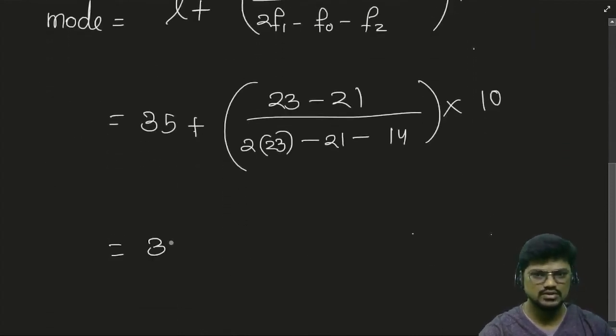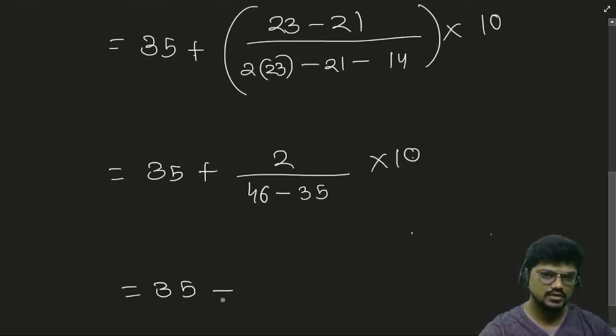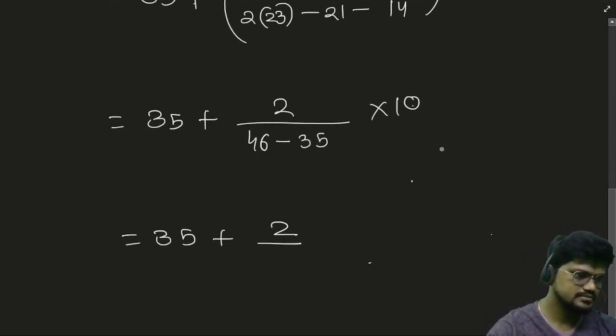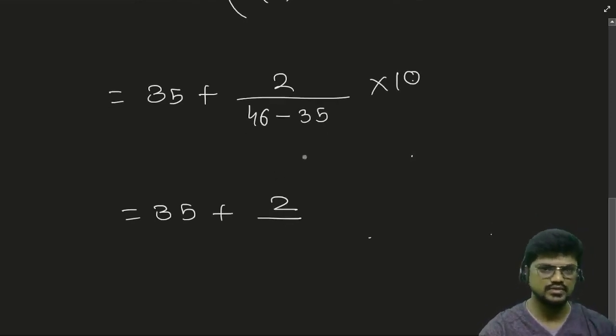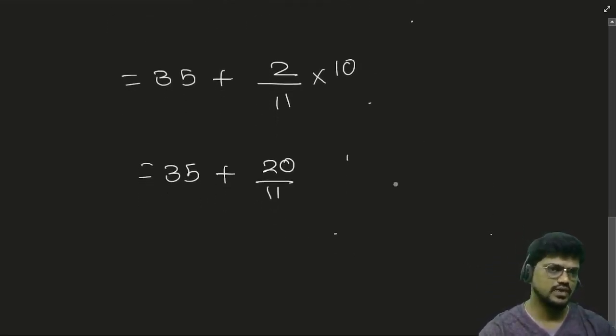Fine. So what we can do? 35 plus 23 minus 21, that is 2, upon 46 minus 21 minus 14, which is minus 35, into 10. So this will be 35 plus 2 upon 46 minus 35, that is 11, into 10. So it is 35 plus 20 upon 11. We'll find the decimal number: 20 upon 11 is around 1.81.